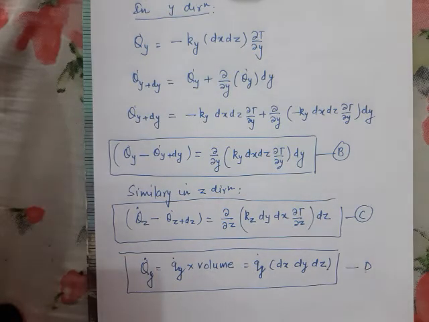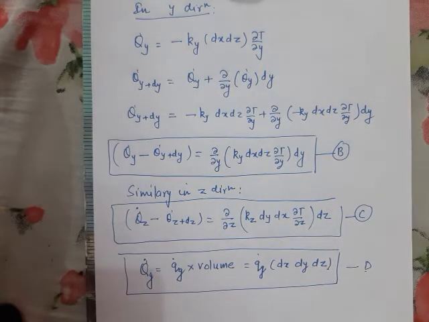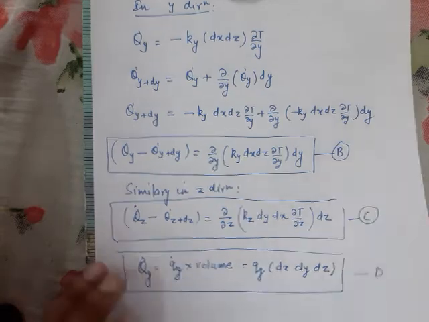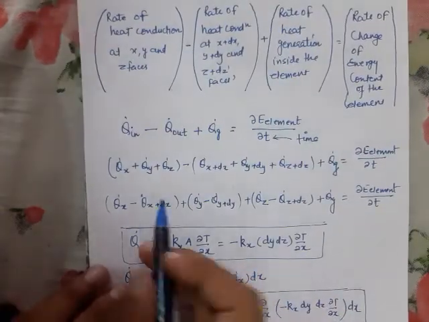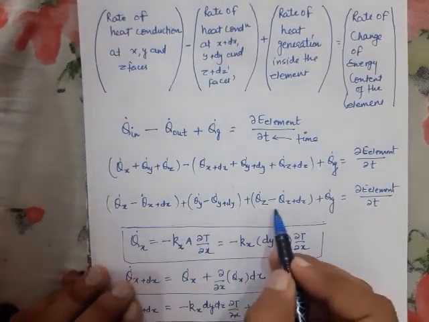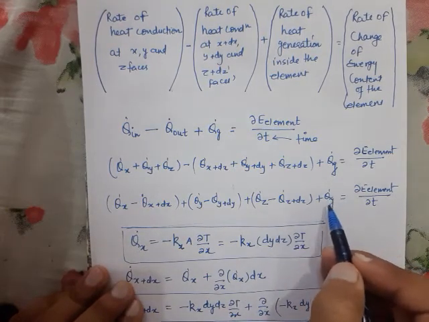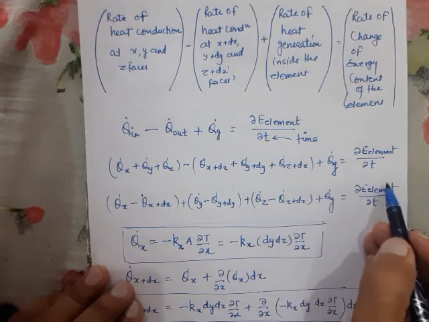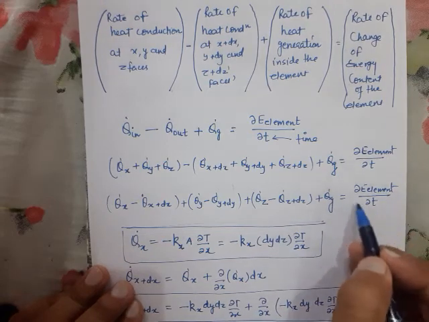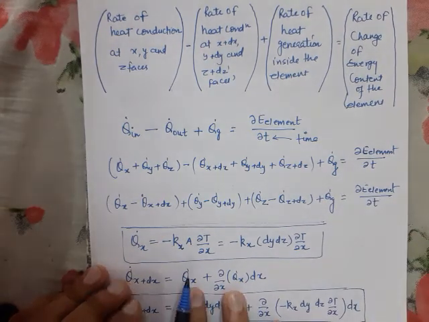Okay, is it clear to everyone? Please note, it's very simple to derive. Now, one more term has been left. I have completed this term, this term, this term, and this term, q dot g. Rate of heat generation we have also calculated. Now we will calculate this rate of change of energy content of the element. Now let's come to this.